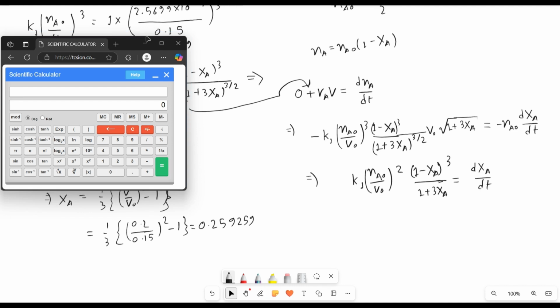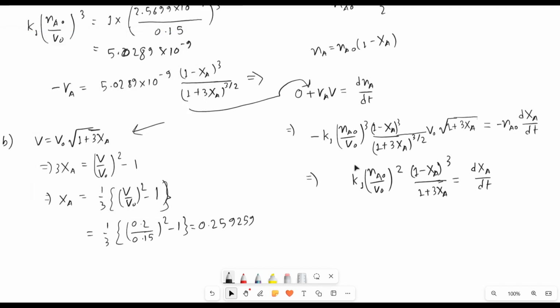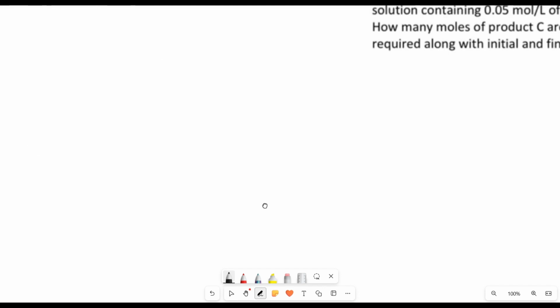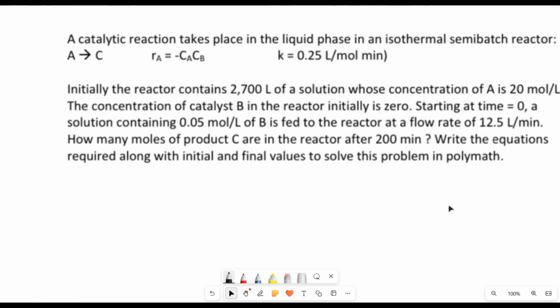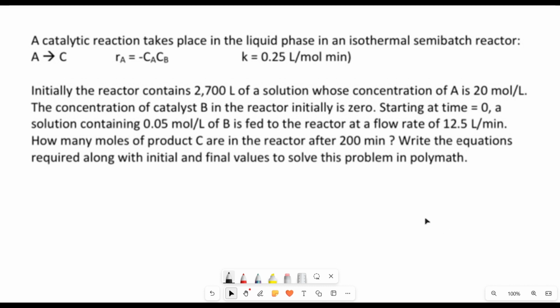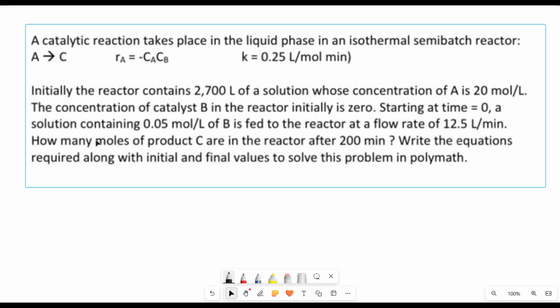Now we will see another example. This is an example of a semi-batch reactor. This question I have taken randomly from the internet. It says that a catalytic reaction takes place in the liquid phase in an isothermal semi-batch reactor, A to C. This is the rate expression with K being this value.